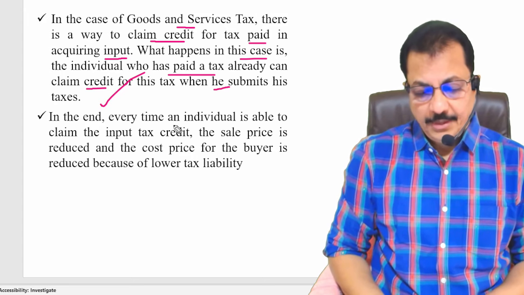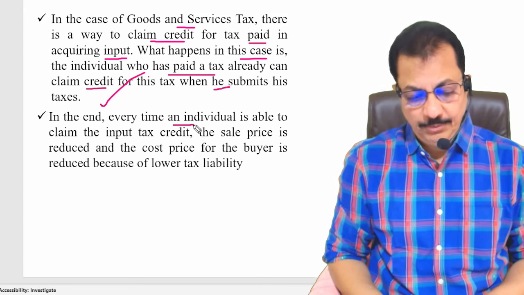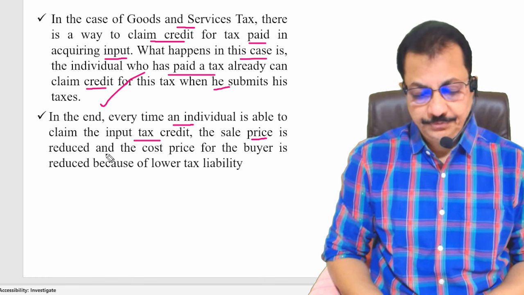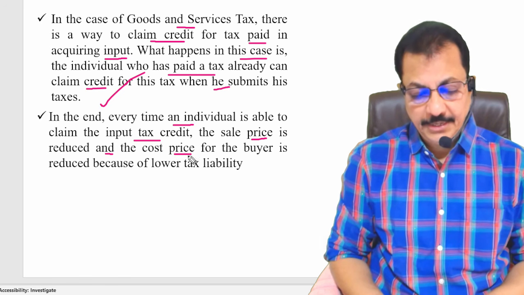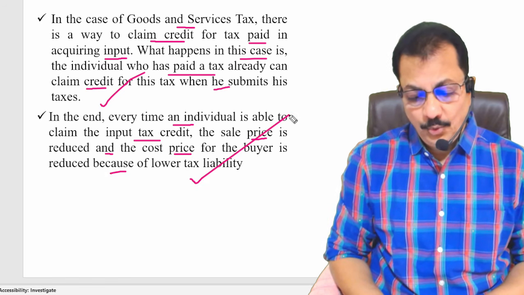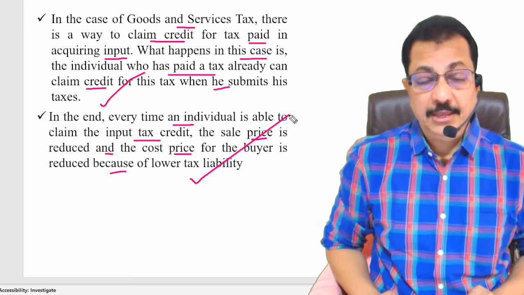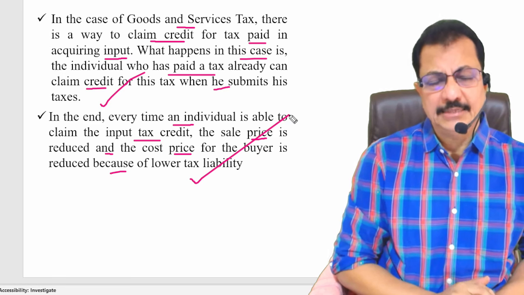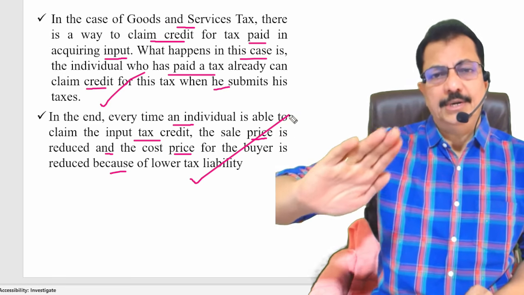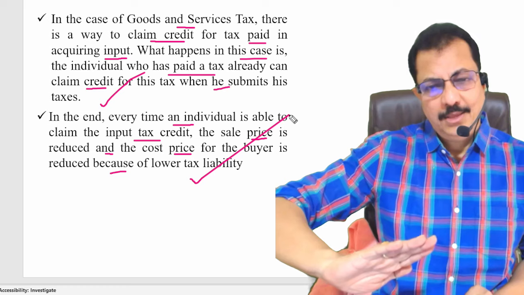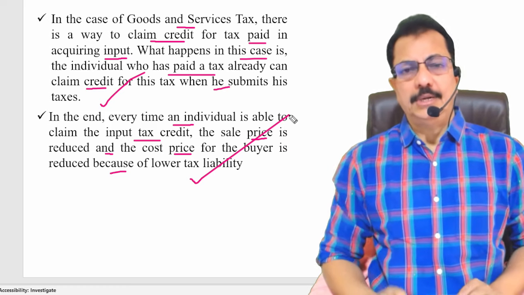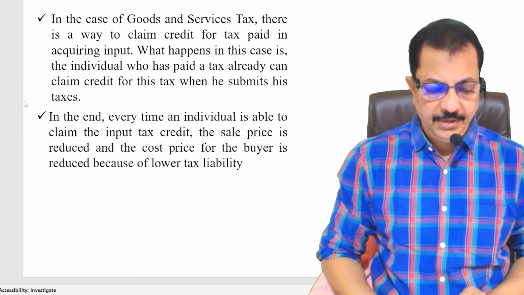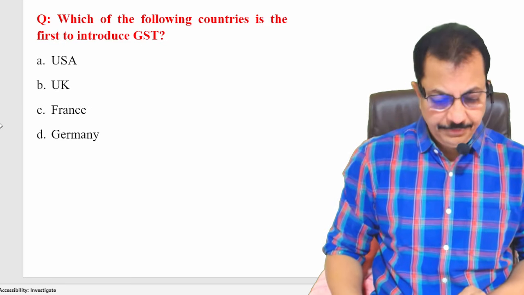In the end, every time an individual is able to claim the input tax credit, the sale price is reduced and the cost price for the buyer is reduced because of the lower tax liability. Very, very important. Because they are taking the input tax credit, the value of the commodity is reducing. Is that okay? And that is the reason why the end product is available at the lower rates or cheaper rates. Very important one.